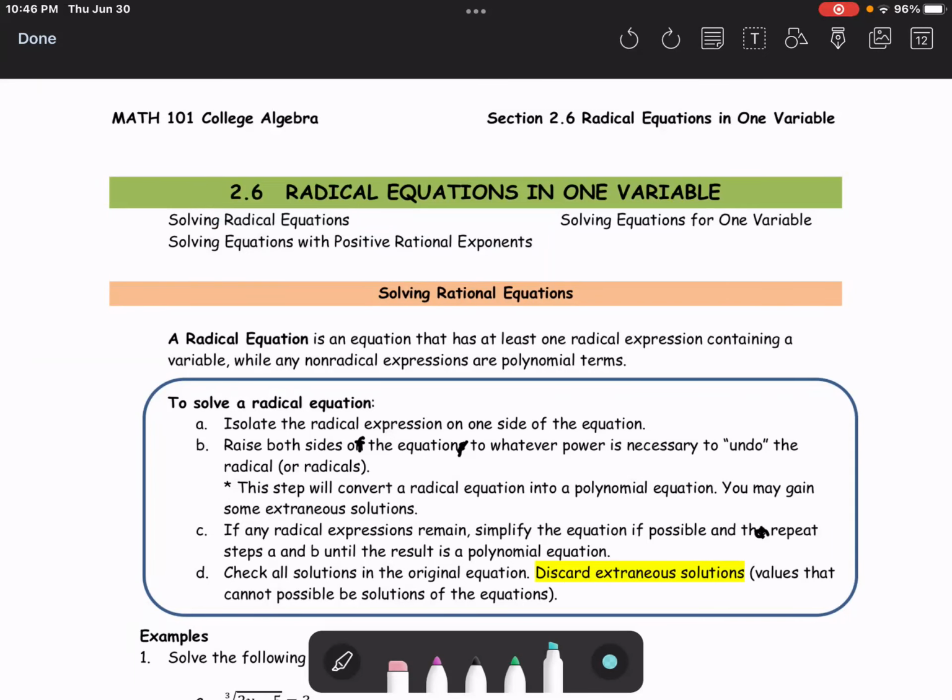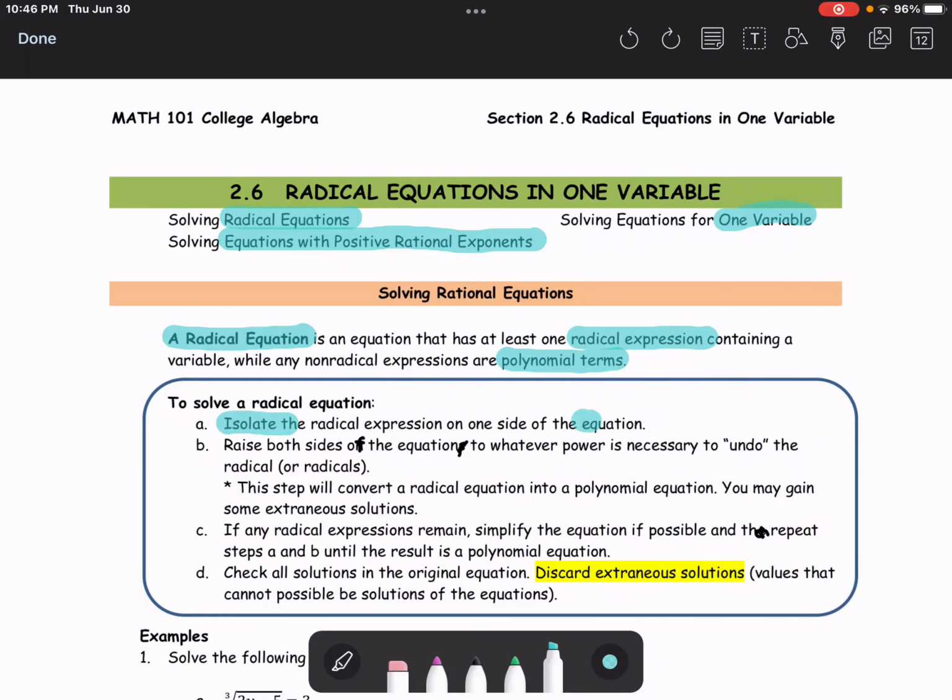In each section, we are going to solve radical equations and equations with positive rational exponents. All of them involve only one variable. A radical equation is an equation that has at least one radical expression containing a variable, while any non-radical expressions are polynomial terms.